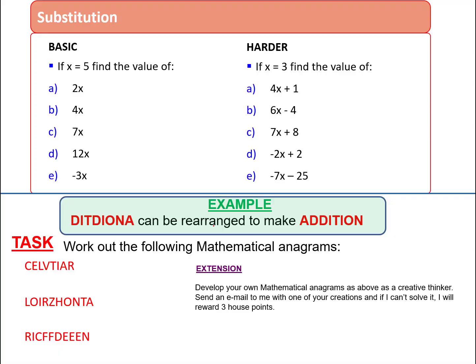So let's see if you can do this as a quick recap. So x equals 5. So 2 times 5 equals 10. If this is a 2-mark question, actually just writing that down is worth a mark, even if you can't solve it. Can you work these ones out?